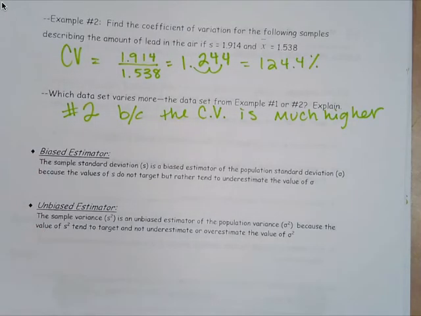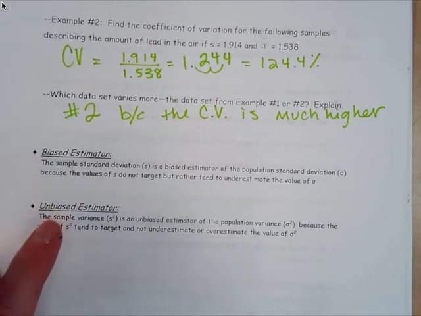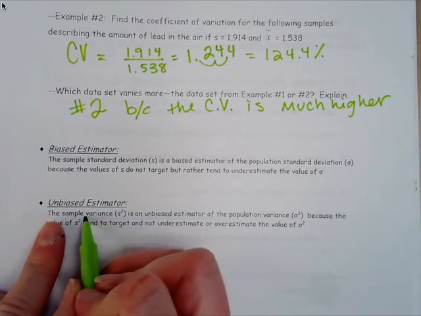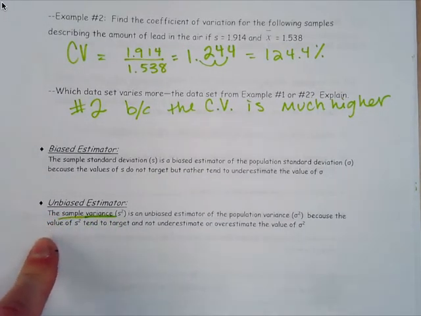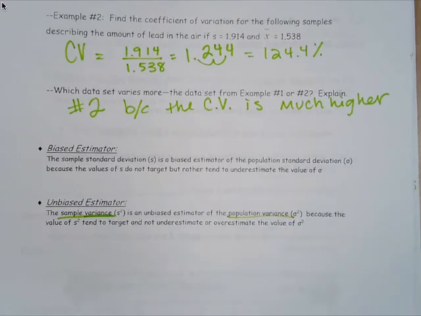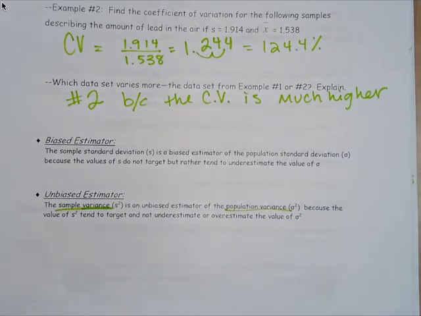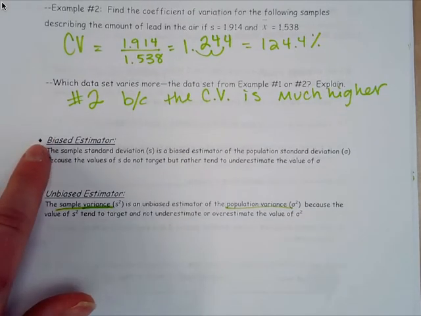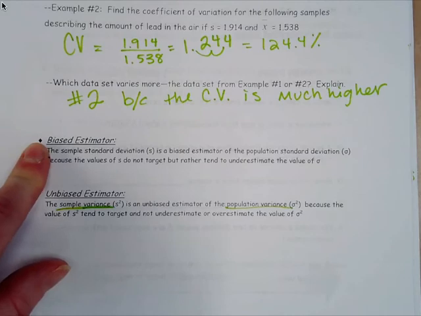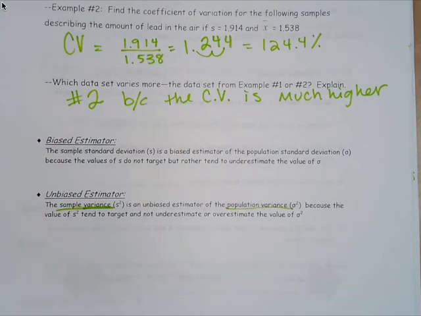Okay, biased and unbiased estimators. The unbiased estimator is your sample variance because it targets your population variance. If you find your sample variance, it should be very, very close to your population variance. Standard deviation is biased. It does not tend to target your population standard deviation.